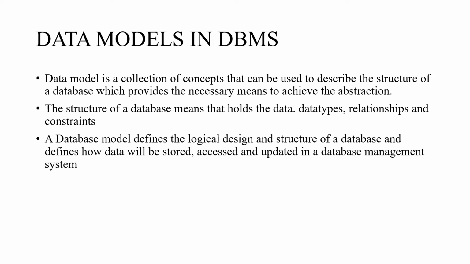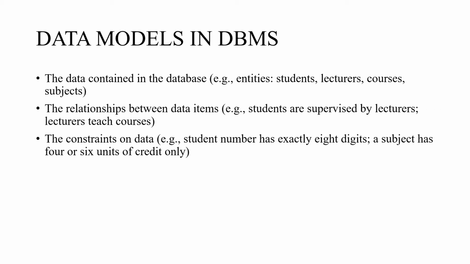What is the structure of a database? The structure of a database means the data types, relationships and constraints. I will explain once more. A data model is a collection of concepts used to describe the structure of a database. The structure of a database holds the data types, relationships and constraints. So, simply, it means the logical design and structure of a database defined by the database model. Structure of a database means the data contained in the database, the relationships between data items and the constraints on the data.